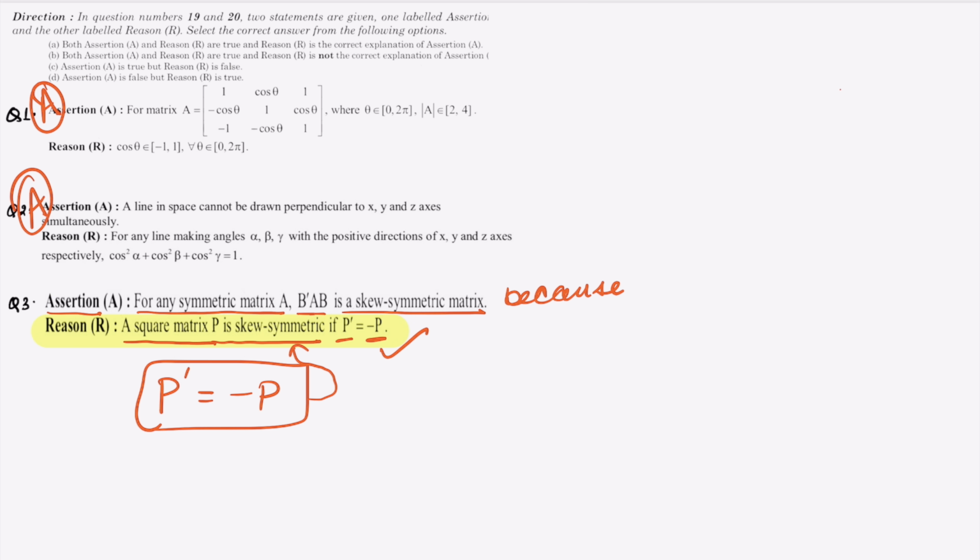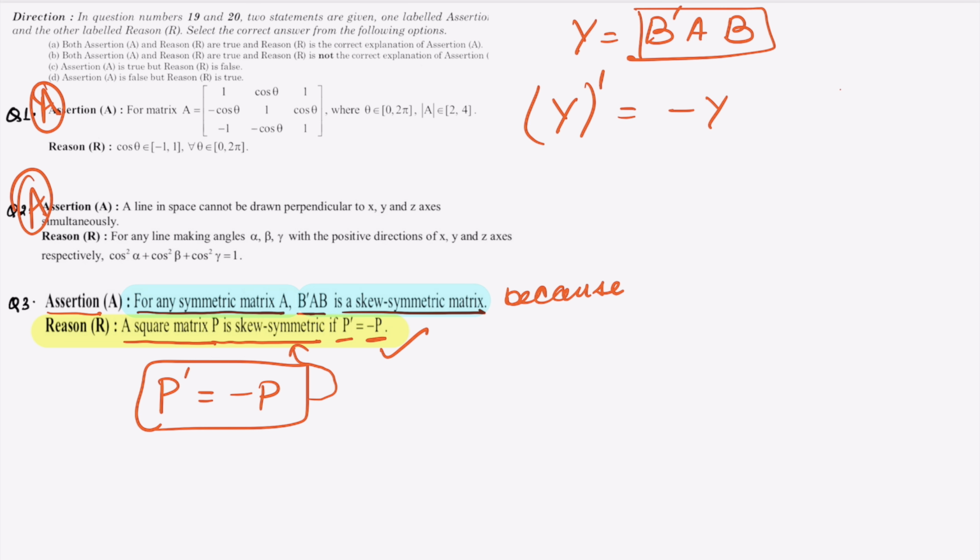Okay, now let's analyze assertion. Assertion is saying for any symmetric matrix A, this matrix is skew symmetric matrix. Okay, let's say Y is a matrix that is equals to transpose of B into A into B. So if it is skew symmetric matrix, then transpose of this whole should be equals to minus times of this or minus of Y. So let's see if it is minus Y or not. Okay, on taking transpose of Y, we will get transpose of B into A into B transpose.